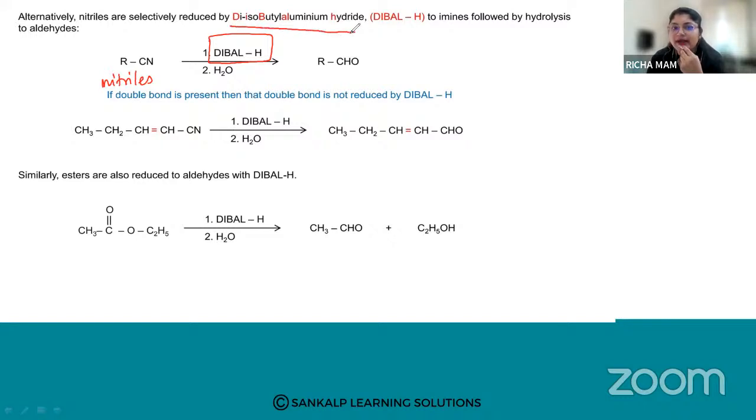Diisobutyl aluminium hydride. When you do this, from nitriles we can convert them into imines, and these imines, on hydrolysis, will give you aldehydes. From this also we can do the corresponding reduction. Either you can take stannous chloride in the presence of hydrochloric acid, or I can take DIBAL-H, that is diisobutyl aluminium hydride.